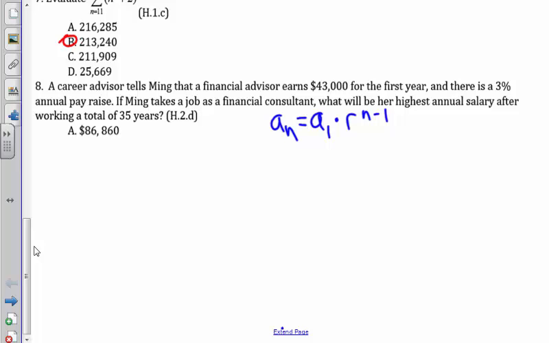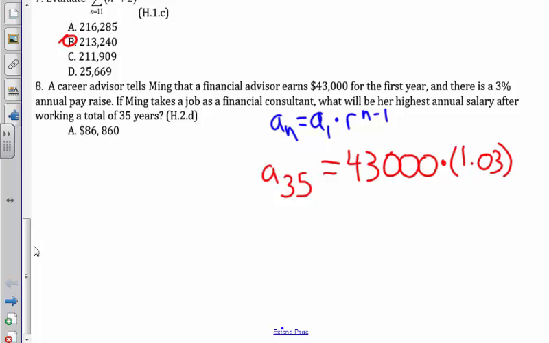It is not continuous, and we want to write it out as a sequence. With this sequence, we know that our first term is 43,000. Typically I like to always use the first term for the geometric sequence. And we're looking for the 35th term, so we want to know how much she makes in that 35th year. So we just plug all this in: 43,000 times the ratio. Since it's a growth problem, we do 100 plus 3%, then move it over 2 decimal places. So we'd have 1.03 to the n minus 1, which would be 34.